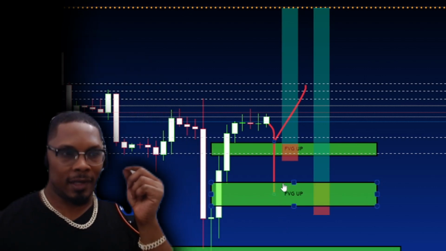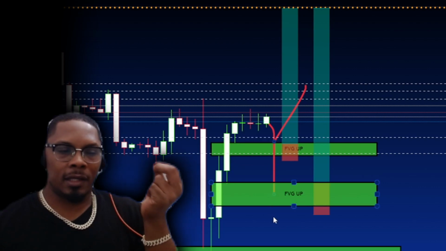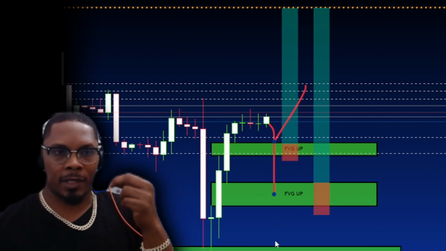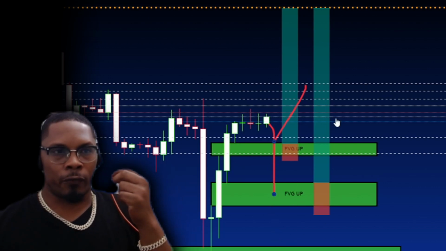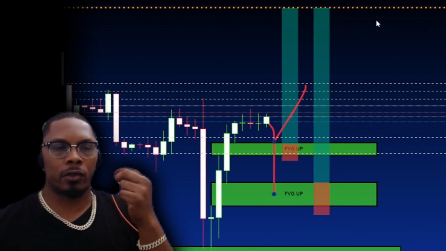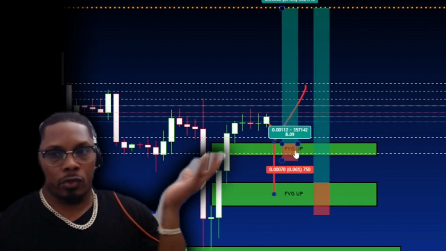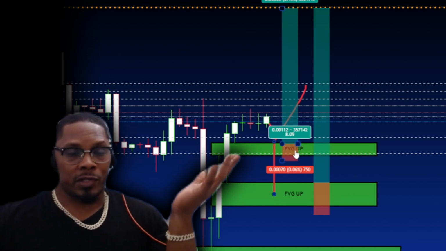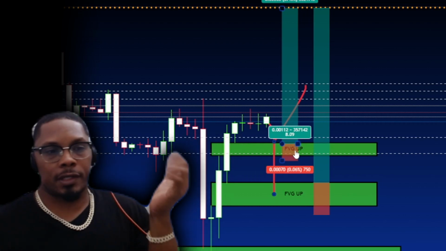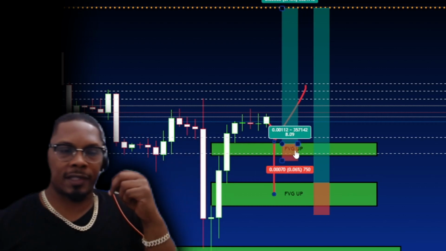But the con is that it may not get down to that fair value gap that's all the way down, or all the way up, right? It may not get to those. So in that situation, you just missed the trade. You see what I'm saying? And it comes with the territory, guys. You can't win them all. You understand what I'm saying?